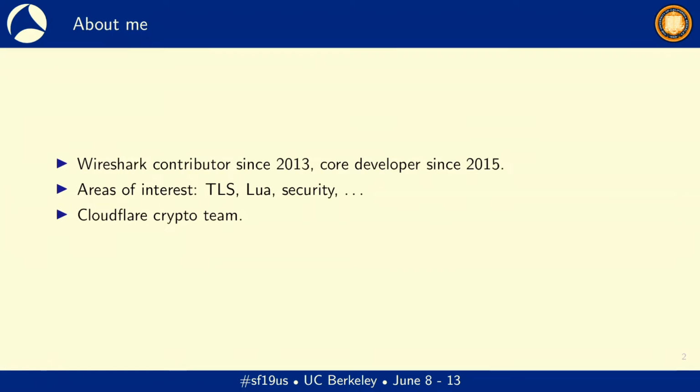So a bit about me. I started contributing to Wireshark in 2013 and became core developer in 2015. I started in the TLS sector, and that's basically where my interests lie: TLS, security, and doing things all over the place. I work at Cloudflare in the crypto team, and there I'm also using Wireshark a lot to develop new TLS features.